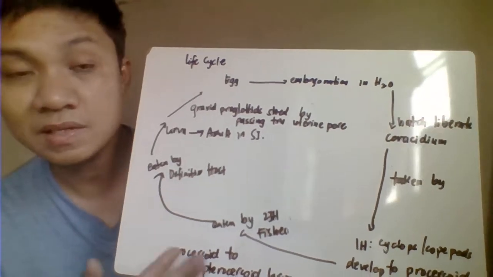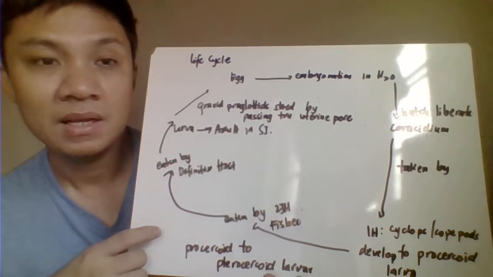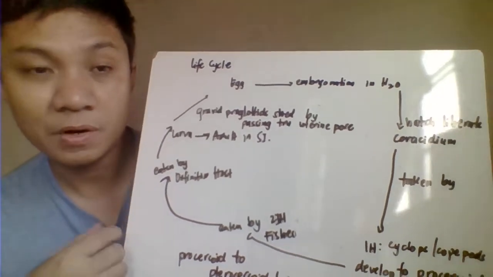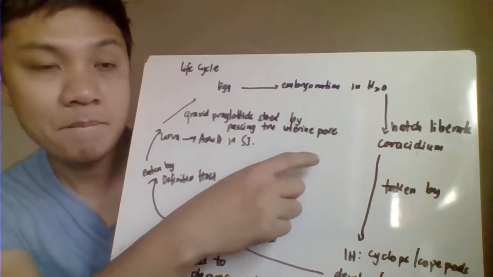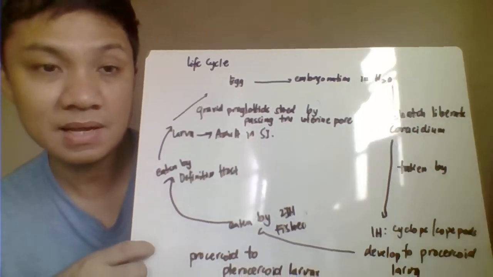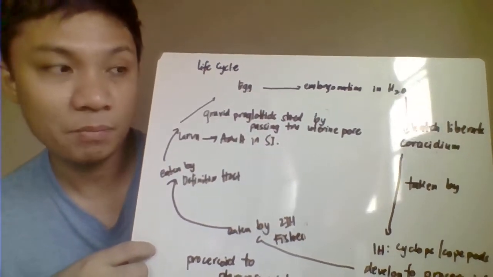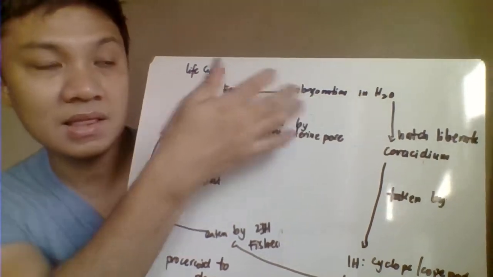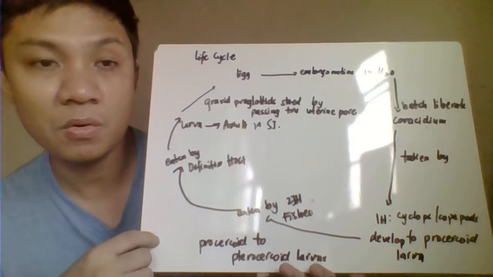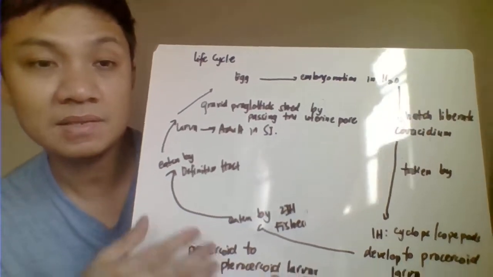Again, since this one belongs to your Pseudophyllidea, it sheds the egg not by rupturing the uterus or by apolysis, but rather by passing through. Lalabas siya talaga sa butas ng kanyang uterine pore because again, it contains the uterine pore. Then the eggs are shed on that. It will pass going to the body of water, and again, it undergoes embryonation, and then the cycle continues.